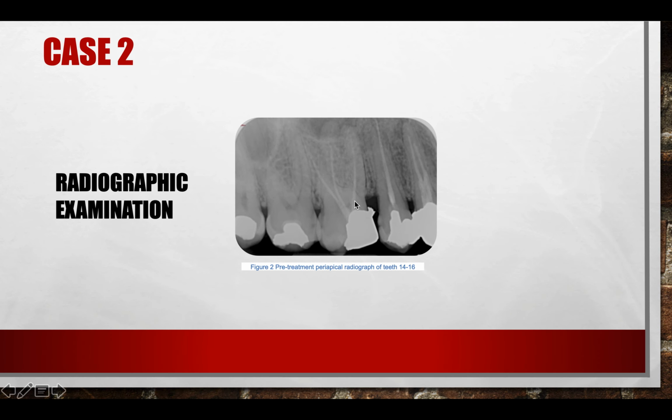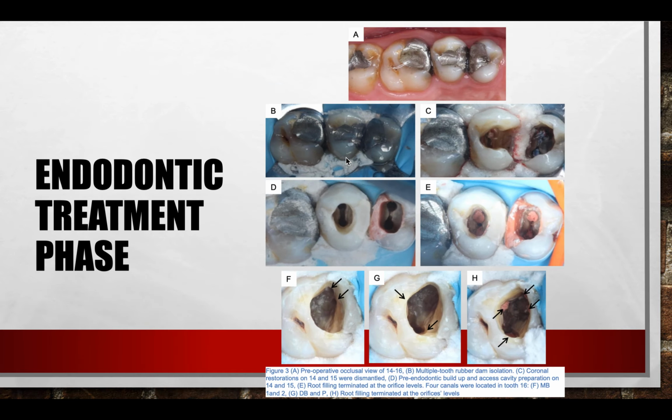Another example, this patient came complaining of pain on biting. The pain was localized to these three teeth, the premolars and the first molar. These were root canal treated. The root canal treatment quality is poor. There are missed canals, there are remaining caries, short root filling, missed MB2. So we decided to do a root canal retreatment.